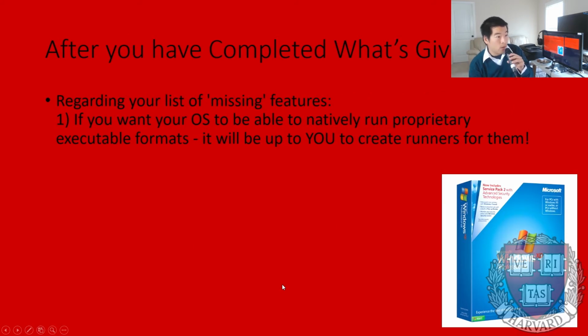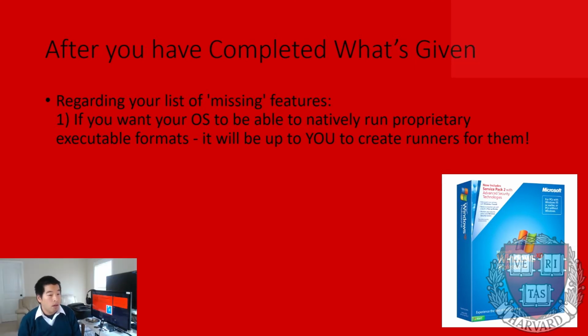And after you have completed what's given, you finished all this packaging, you have a product ready, it's being sold on the market, it will still have missing features at this stage. You will not have an operating system like Windows, you will not have an operating system like iOS, or even equivalent to those, because regarding your list of missing features, if you want your OS to be able to natively run proprietary executable formats, it will be up to you to create runners for them. And that is because it is missing runners.